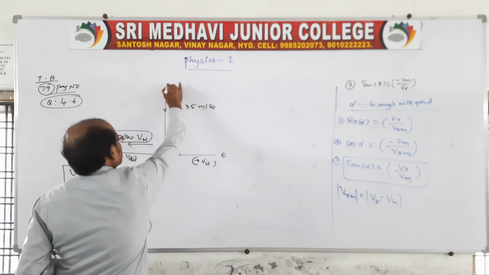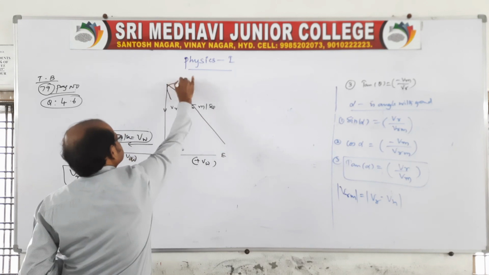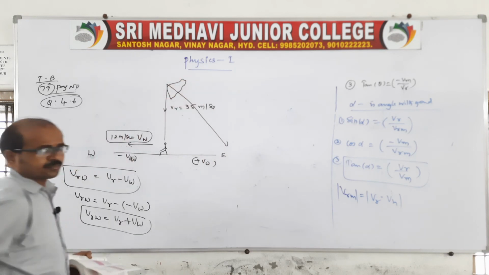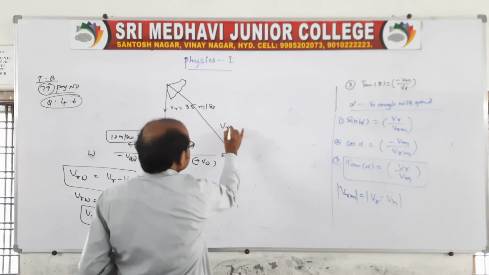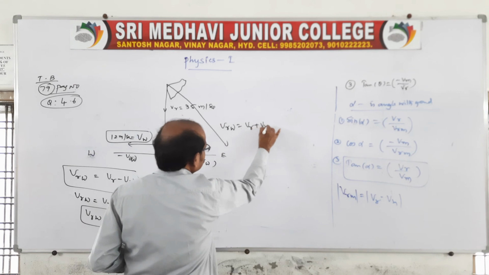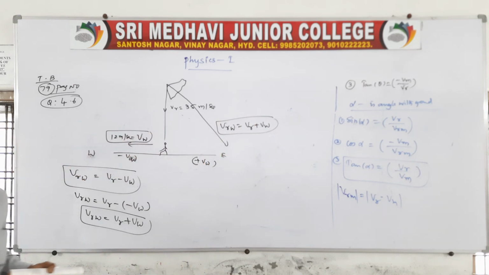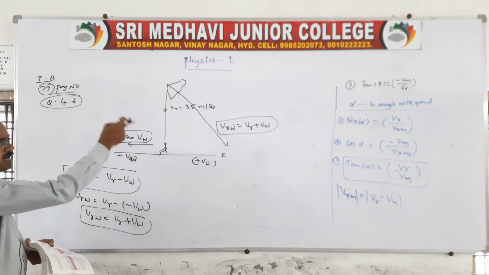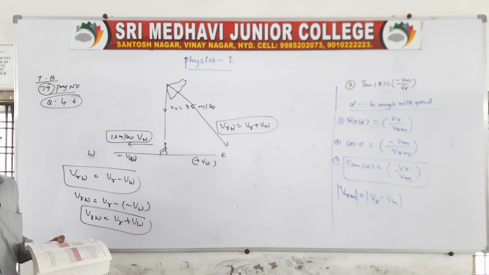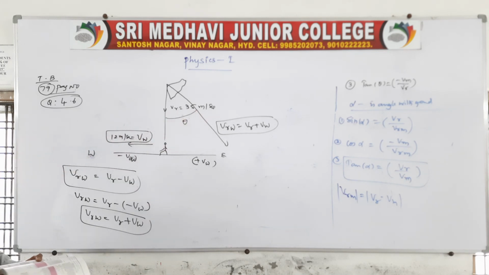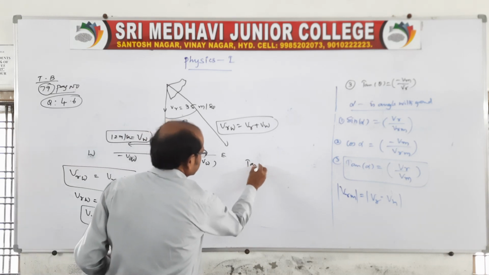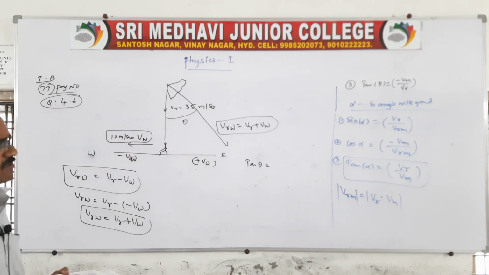So now she should hold an umbrella in this direction to protect herself from the rain. This is the direction of Vrw, because it is Vr plus Vw, in the positive. That's why she should hold the umbrella in the direction of the relative velocity of rain with respect to the woman. Now it is making an angle theta with the rain. Therefore tan theta is equal to, as I just told you, Vm by Vr.